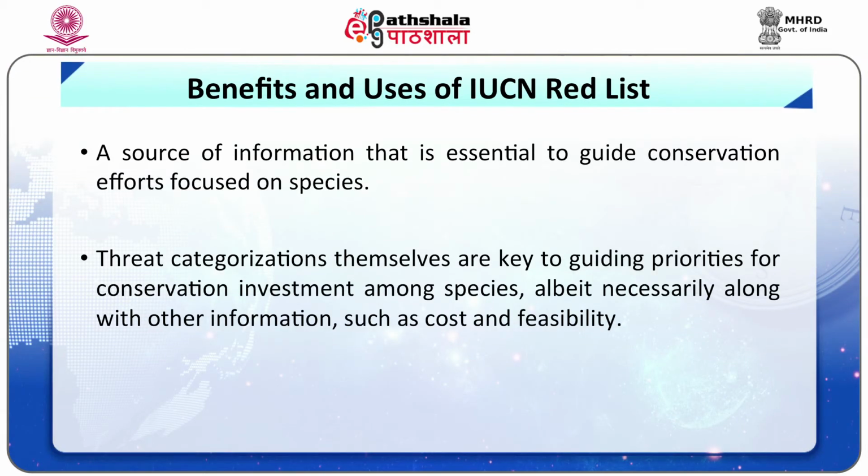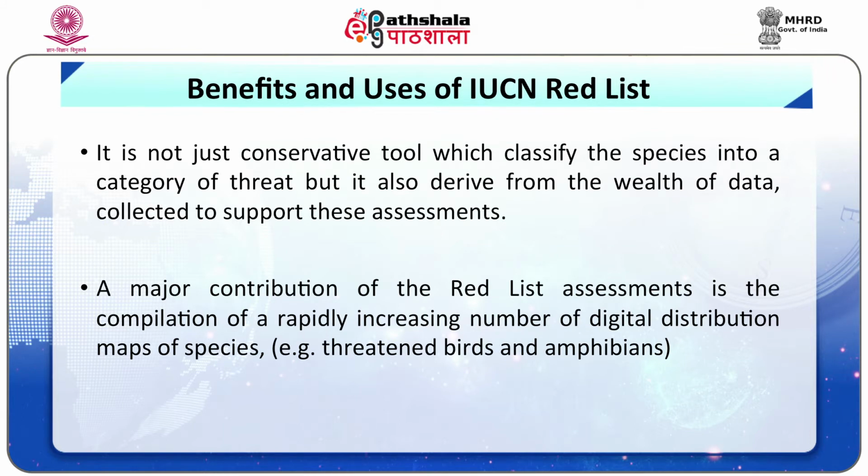The Red List data are a source of information that is essential to guide conservation efforts focused on species. Threat categorization themselves are key to guiding priorities for conservation investment among species, albeit necessarily along with other information such as cost and feasibility.